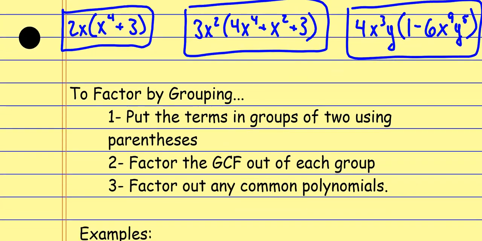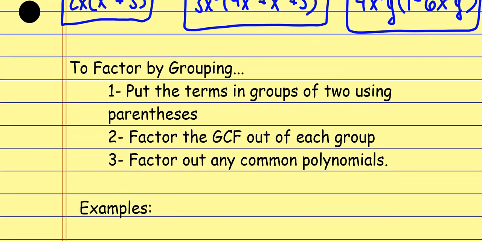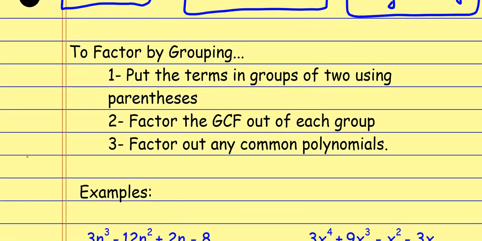And then we upgrade to factoring by grouping, which is essentially just doing the greatest common factor twice. Factoring by grouping is where we put the terms in groups of 2 using parentheses. Then I factor out the greatest common factor from each group. I essentially do what I did in the previous 3 examples, but I do it twice. I do it with each of the groups that I've created. And then I factor out any common polynomials. I look for big chunks that are the same, and I take them out.